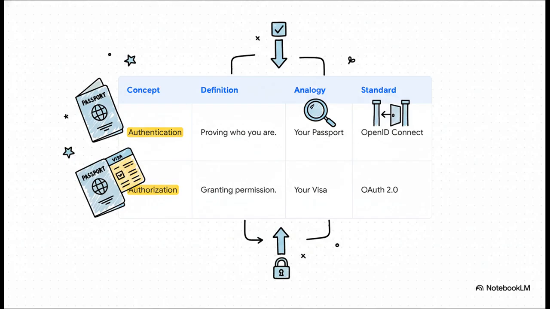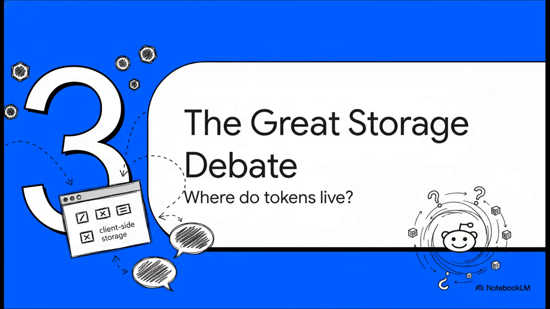And the perfect analogy here is the visa in your passport. The visa doesn't prove who you are. The passport does that. The visa grants you permission to enter a country. That's what OAuth 2.0 handles. And our access token, that's the visa. It authorizes you. All right, so we get it. We need tokens. We know the difference between authentication and authorization. But now for the million-dollar question: where the heck do you store these things on the user's browser?